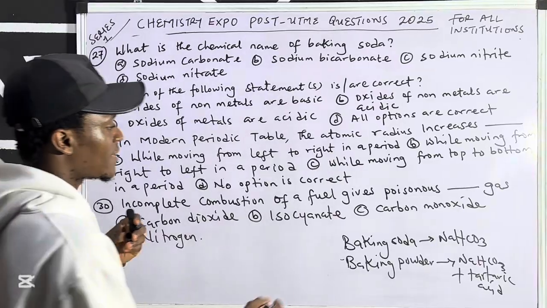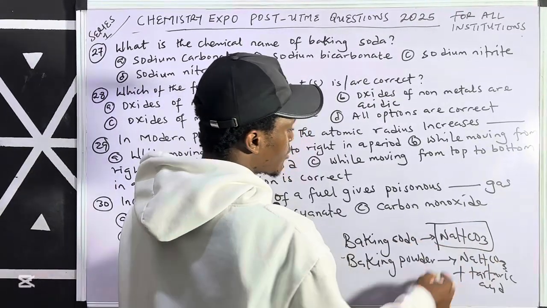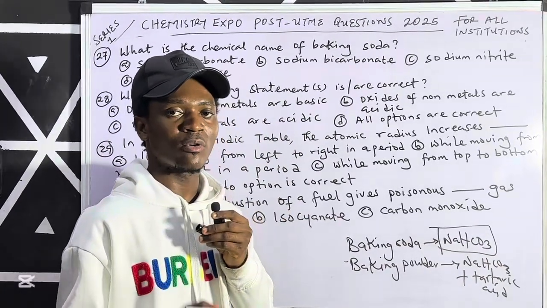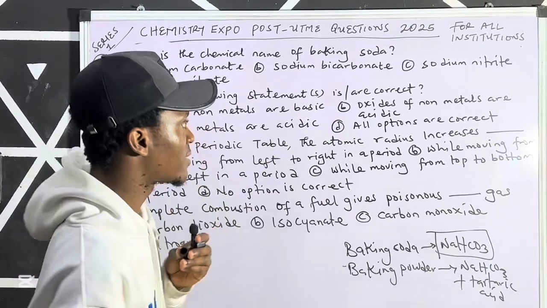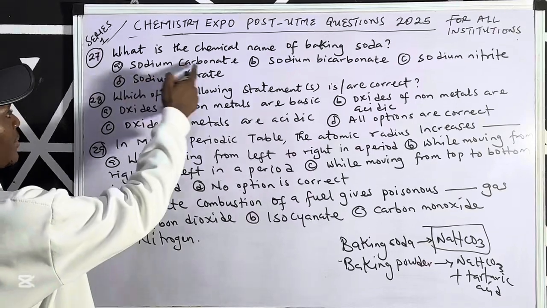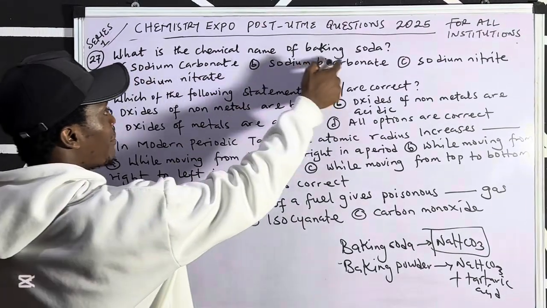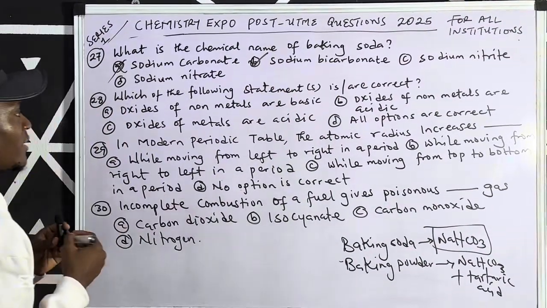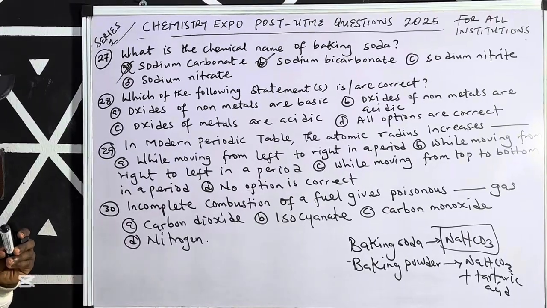So what is NaHCO3 called? It is called sodium hydrogen carbonate, or you call it sodium bicarbonate. Alright, so what's the chemical name of baking soda? Is it sodium carbonate? This is wrong. It's sodium bicarbonate, which is right. The other two are out. They are not part of it.